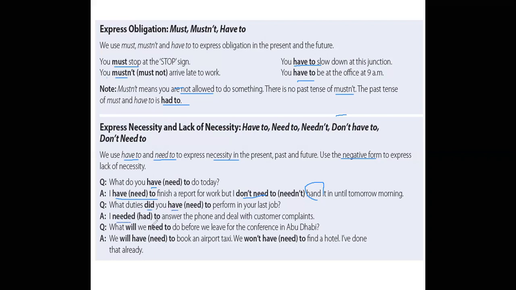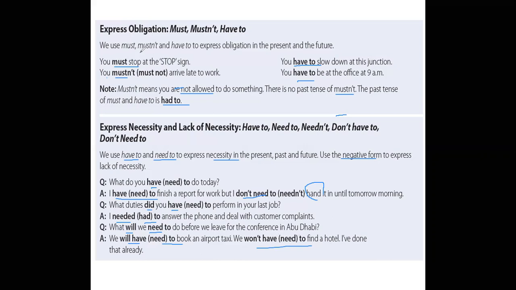I needn't or I had to. Okay, the question is in the past, so the answer must also be in the past tense. I had to answer the phone and deal with customer complaints. What will you need to do before we leave for the conference in Abu Dhabi? Here in the future tense, we use will, need to. We will have to or we will need to book an airport taxi. We won't have to or need to find a hotel. I have done that already.